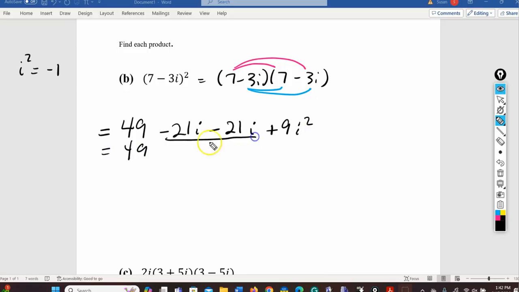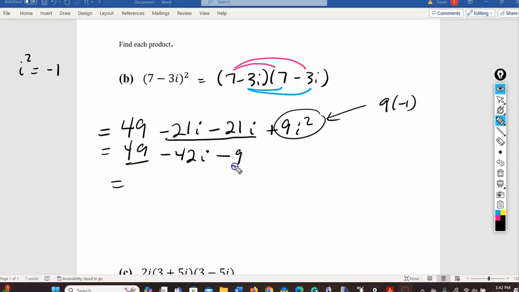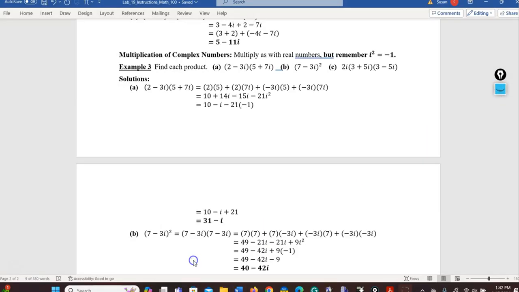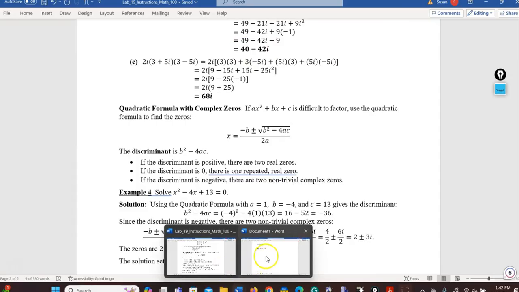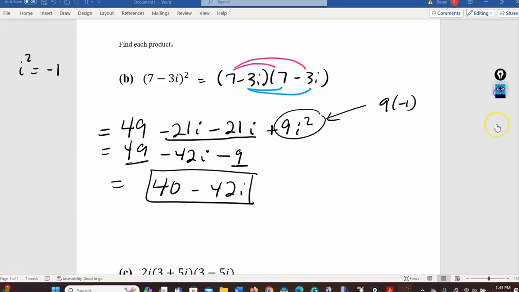If I combine those, that's going to give me negative 42i. And then I have 9 times negative 1, which will be negative 9. And 49 minus 9 is 40. And this is going to be my answer in standard form. The real part is 40. The imaginary part is negative 42. And let's compare it. Make sure we got the right answer. Here we go. Right there. 40 minus 42i. Okay, and now for this last part, let me clear this.